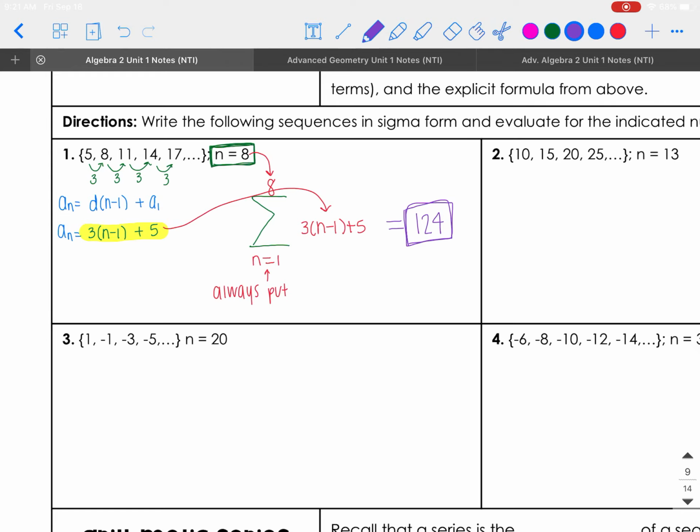So in this question, we were able to take a sequence and find the sum of the first 8 terms. And we use sigma for that.